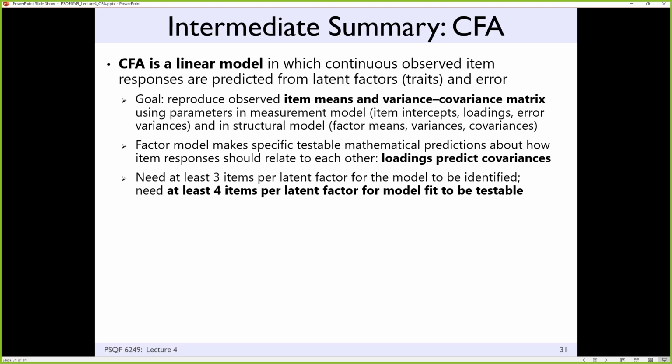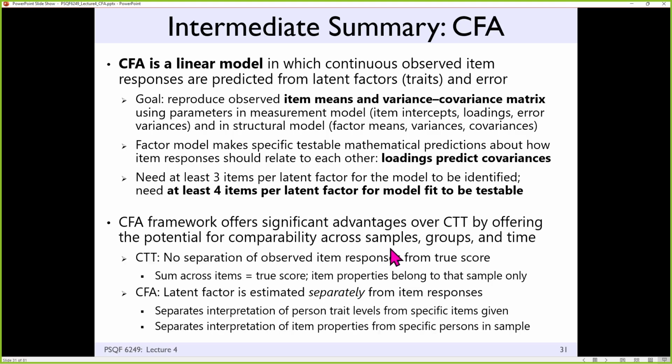The parameters, the job is to recreate the item means, variances, and covariances. Intercepts, estimated, recreate means. Estimated error variances, recreate variances. Estimated loadings and factor covariances, recreate covariances. And you need at least 4 items to test it, at least 3 items to estimate it, and if you only have 2, you got to make constraints. All right.